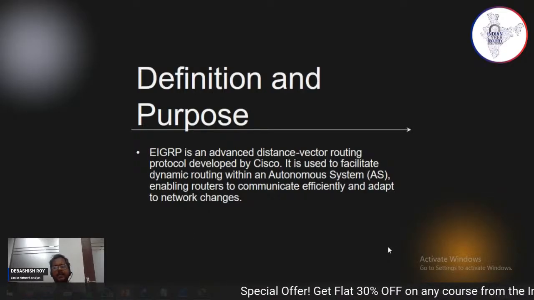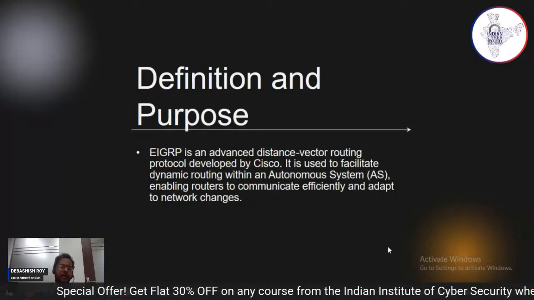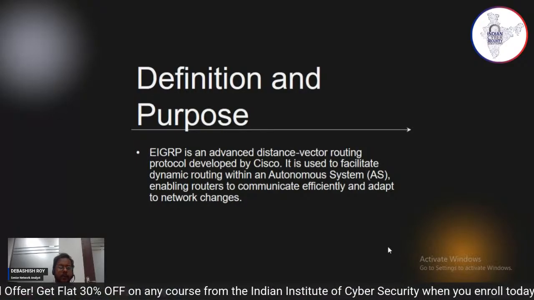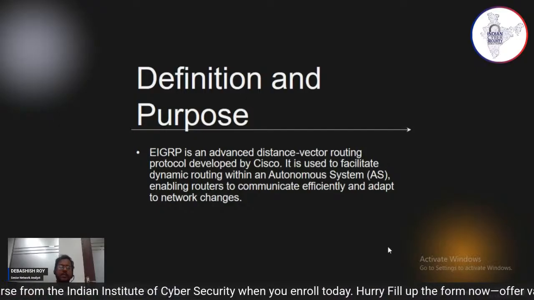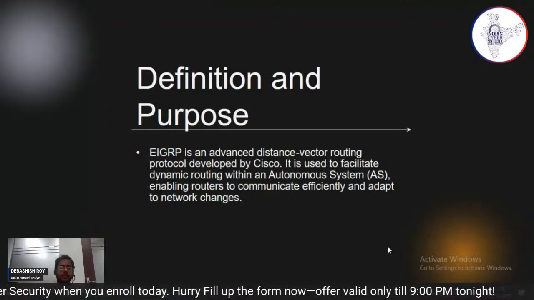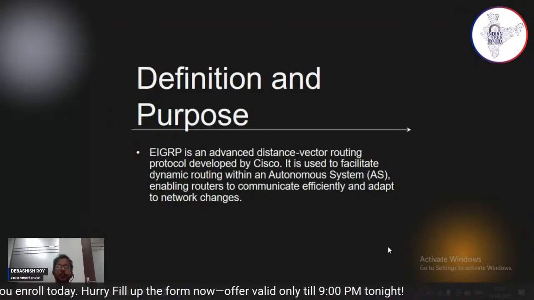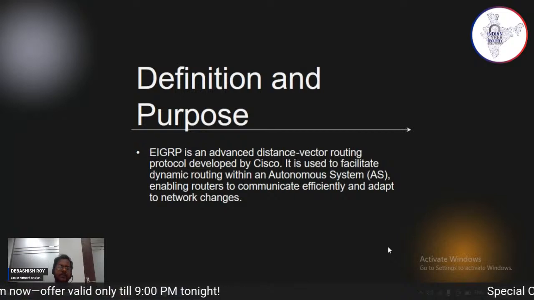EIGRP is an advanced distance vector routing protocol developed by Cisco, and sometimes it is said to be a hybrid routing protocol because it has some features of a link state routing protocol, which has the entire picture of all the routers in its network, and also of the distance vector routing protocol. But it is safe to say that it is advanced distance vector, do not use the word hybrid.